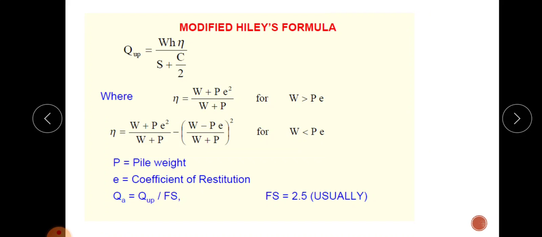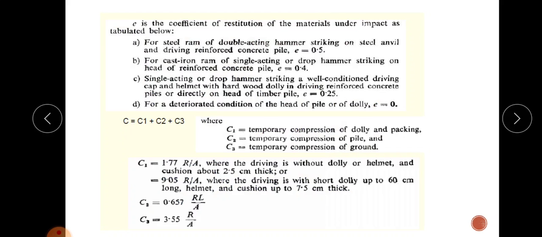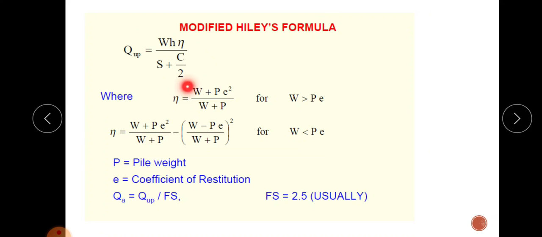And C is a constant, and it's equal to C1 plus C2 plus C3, where C1 is the temporary compression of dolly and packing, C2 temporary compression of pile, C3 temporary compression of ground. And the equation of C1, C2 and C3 is given, and by adding C1, C2 and C3 we will get C. C is a constant. Okay, so this is modified Hiley's equation. So here this is the main equation, and efficiency is calculated using these two equations. So you should learn by heart these three equations.